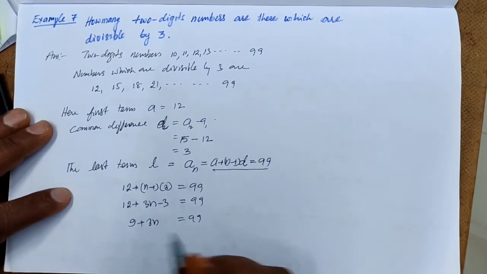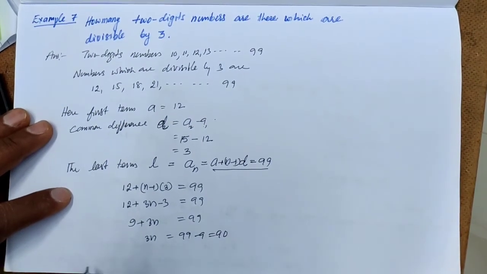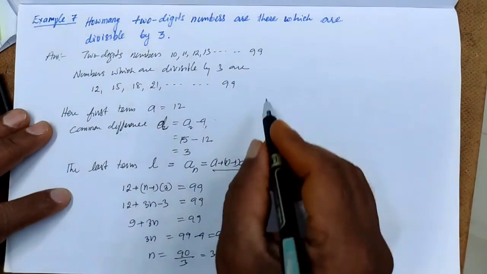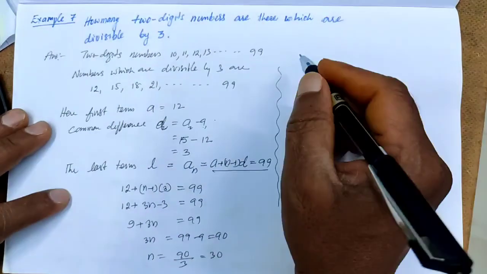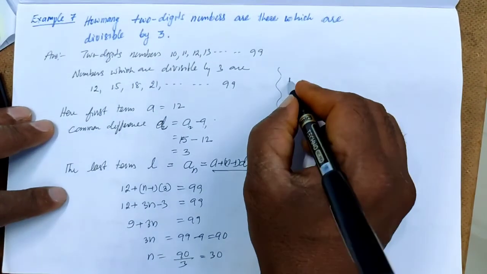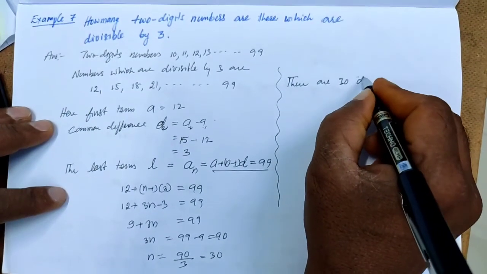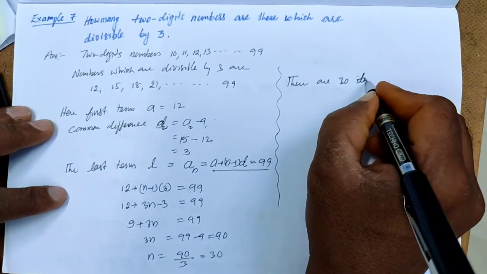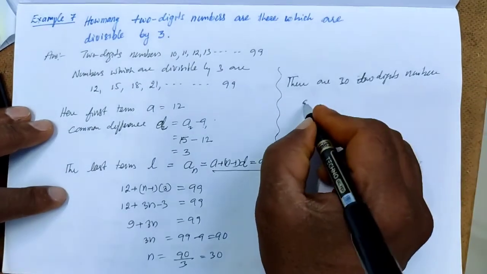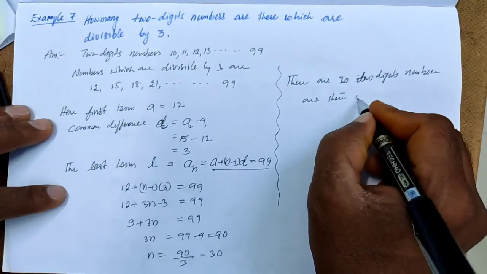Now transpose this 9 to that side. 3n is equal to 99 minus 9, which is 90, and n is equal to 90 divided by 3, which is 30. So how many terms are there? 30 terms. There are 30 two-digit numbers which are divisible by 3.